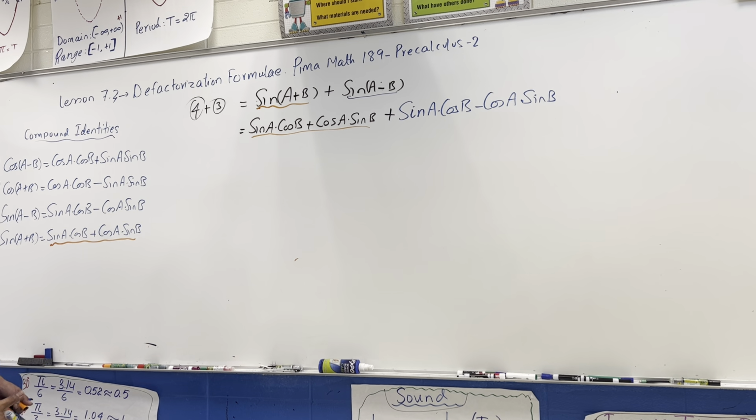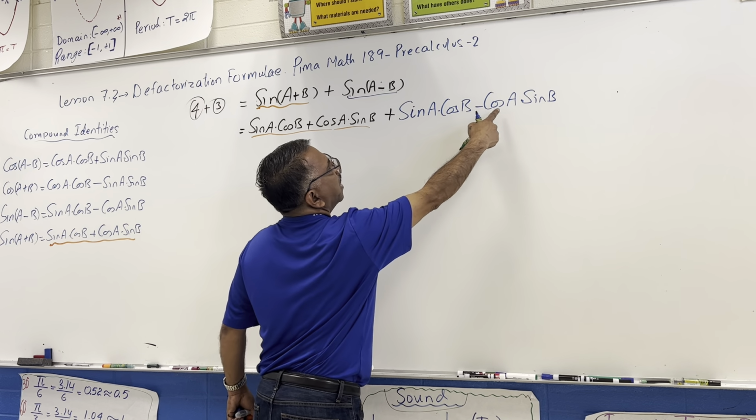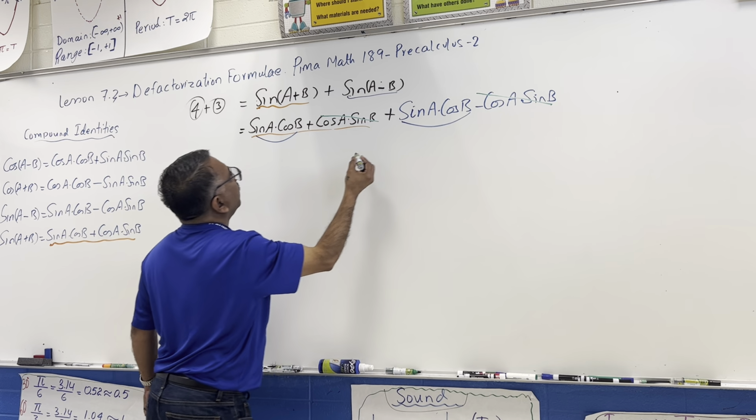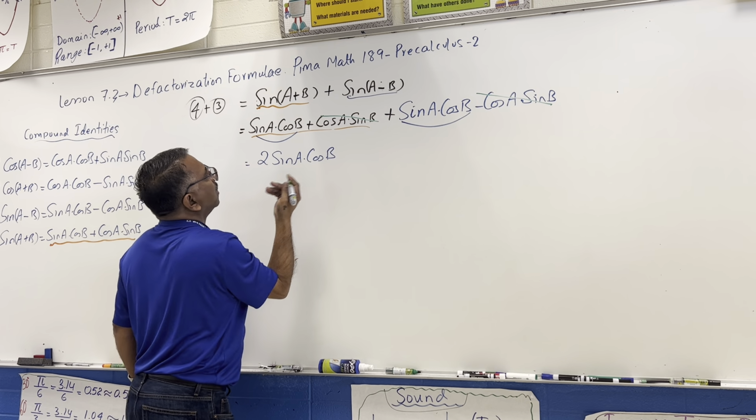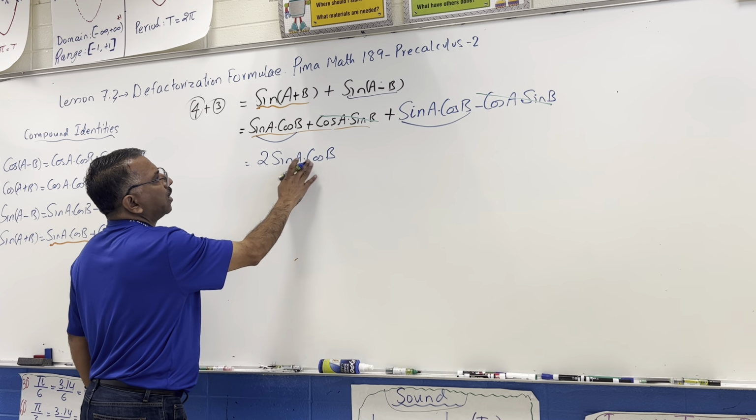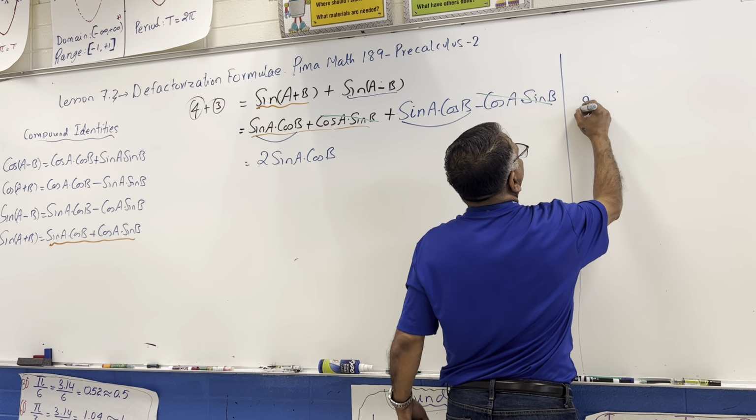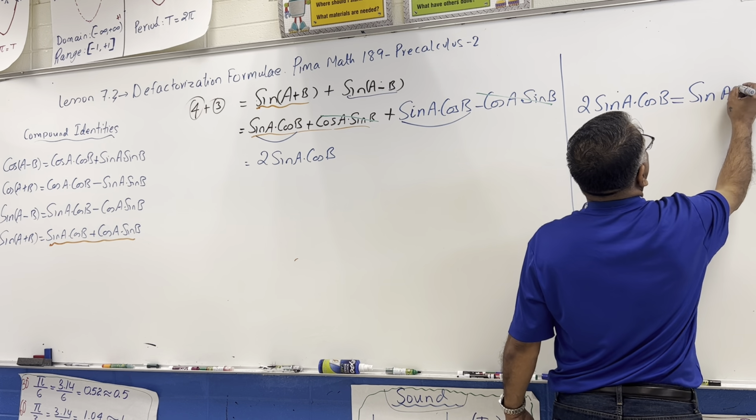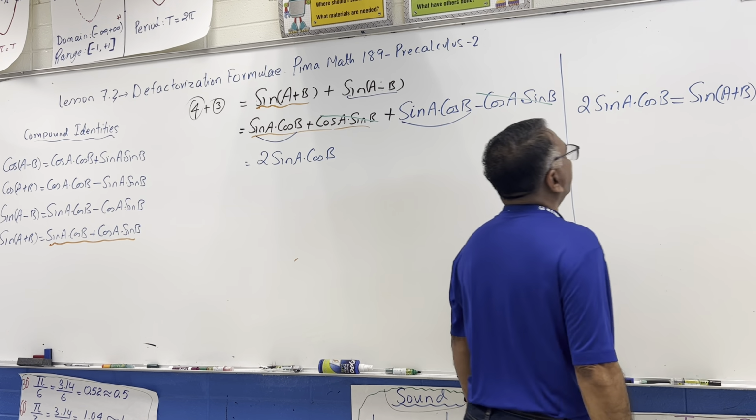The terms that are very similar with opposite sign are cosine A sine B, cosine A sine B. Those cross out, and the other two terms look alike: sine A cosine B repeated, so you can write 2 sine A cosine B. So if you take sine of A plus B and A minus B, you get 2 sine A cosine B. We write a formula here: 2 sine A cosine B equals sine of A plus B plus sine of A minus B. That's what we learned there.